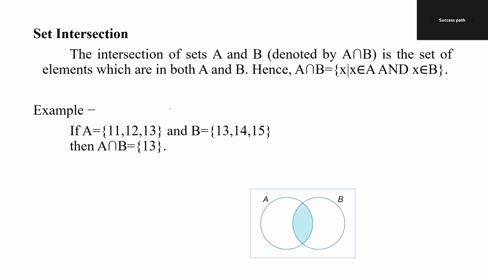Next, set intersection. The intersection of sets A and B, denoted like this, is the set of elements which are in both A and B. For example, values present in both sets. Here in A you can see 11, 12, 13, and in B 13, 14, 15. Which one is the common element? So 13 is the common element of both sets. So this is called 13, the intersection of A and B.